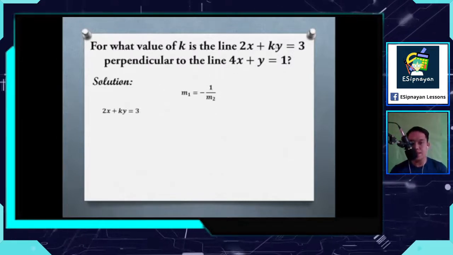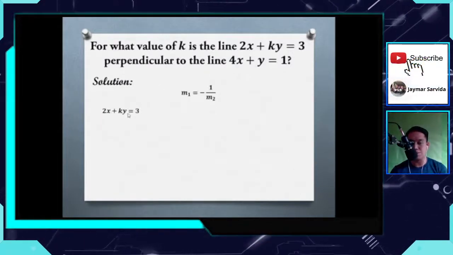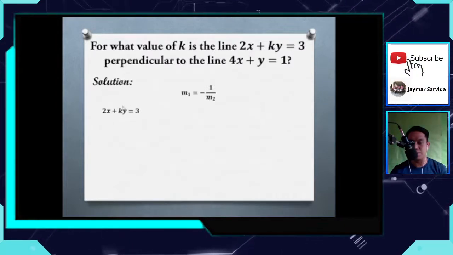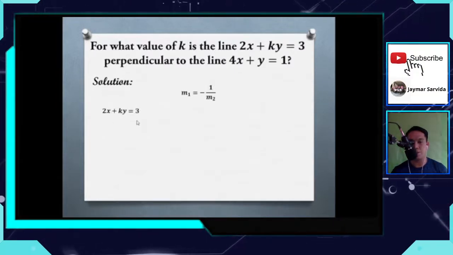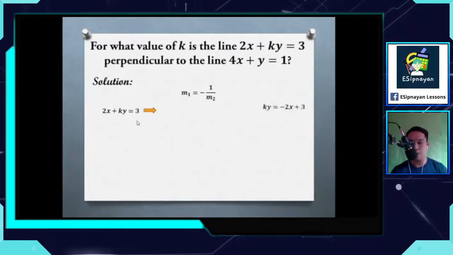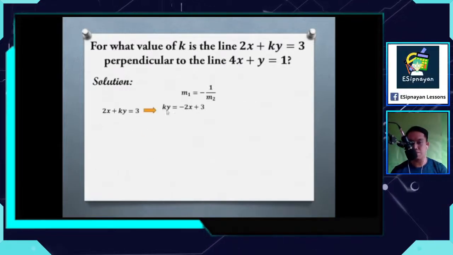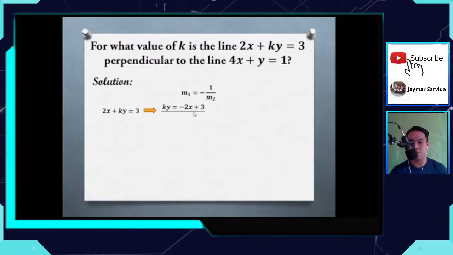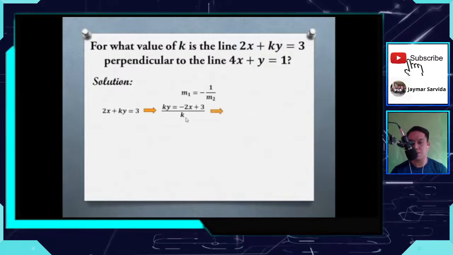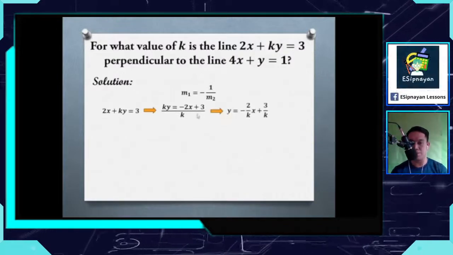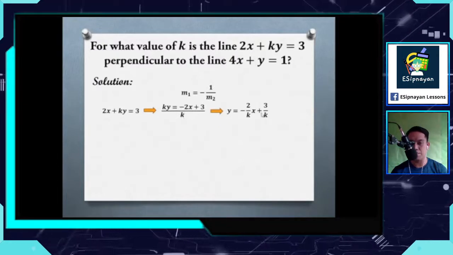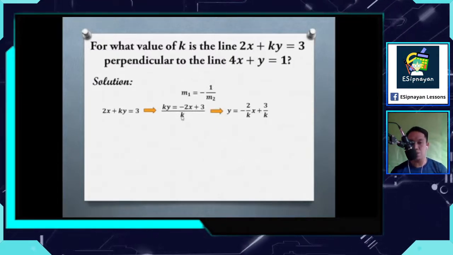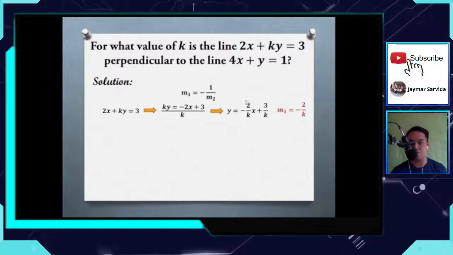So, yung first line natin na 2x plus ky equals 3, i-transform natin siya into slope-intercept form. So, that will become ky equals negative 2x plus 3. Then, divide both sides by k. So, that will become y equals negative 2 over k x plus 3 over k. So, the value of our slope in our first line is negative 2 over k.